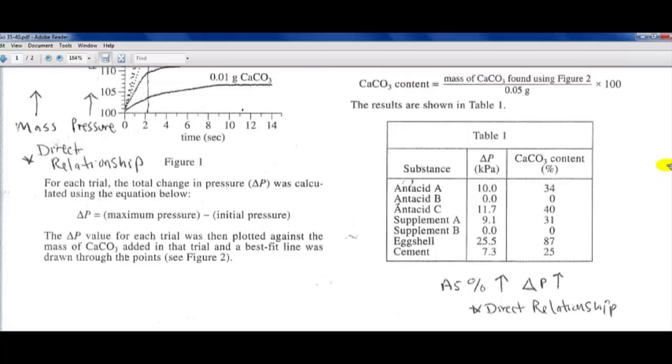You go on up to table 1. You see in table 1, here is the CaCO3 content right here, and we're looking for 81. The closest thing here is 87, which will give us eggshell, and that is 25.5. So the delta P at 87% is 25. We have 81%, so you know that the delta P for 81% is going to be just a little less than 25. Maybe a guesstimation might be 24.